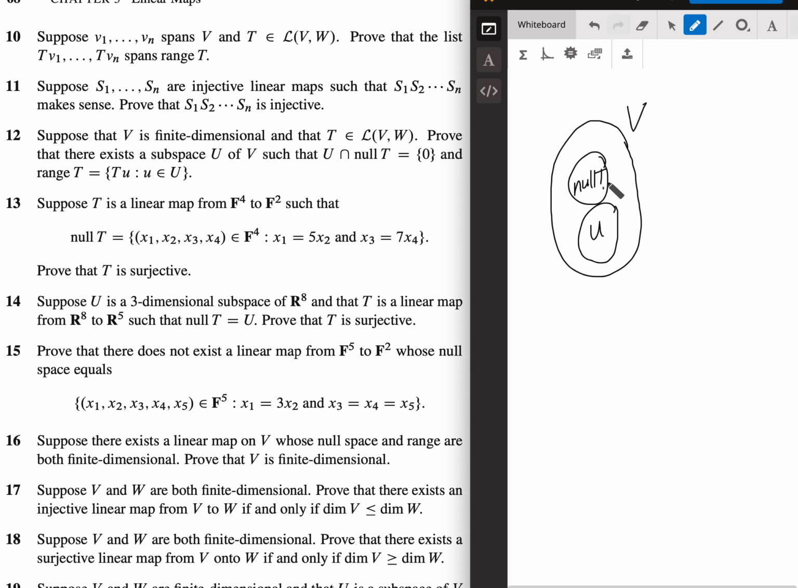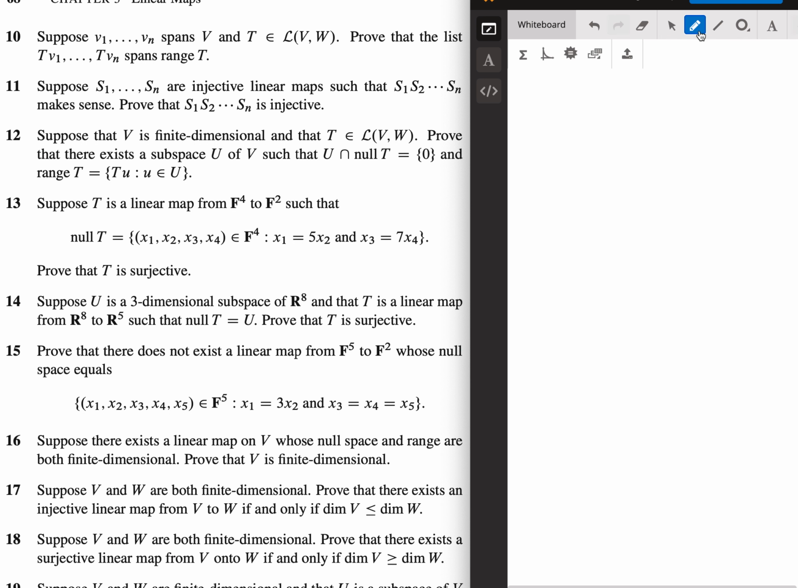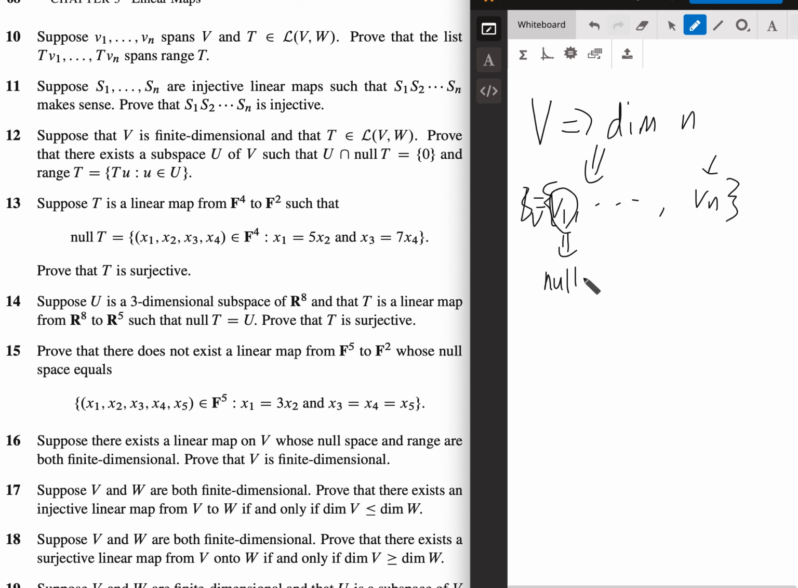And then the null space maps to the 0 vector, while U maps to T of U, which contains a 0 vector. I think this is all perfectly sensible, and here's the reason why you can do this. Let's say V is finite dimensional with dimension n. Then construct a basis of the vector space V with V1 through Vn. This is just a basis of V. And then pick, let's say, the first element to be inside the null space of T, right? So T of V1 is equal to 0.